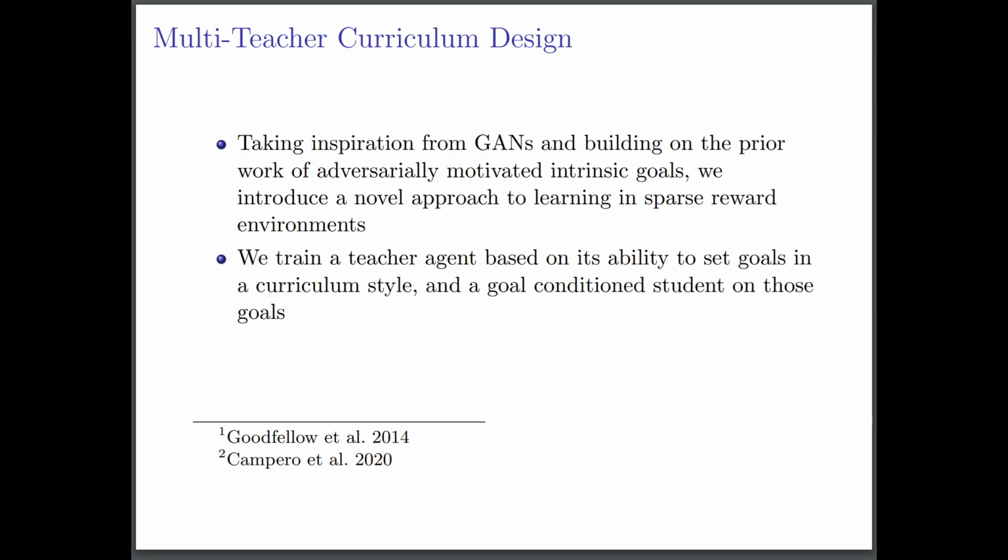Building on the prior work of adversarially motivated intrinsic goals and taking inspiration from other adversarial techniques such as GANs, we introduce a novel approach to learning in sparse reward environments. Our technique involves a teacher and a student engaged in a two-player game. The teacher agent is rewarded based on its ability to set goals in a curriculum style, and the student is a goal-conditioned agent, which is rewarded based on its ability to reach those goals.